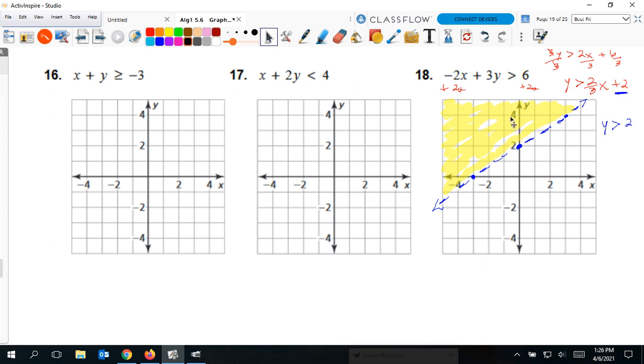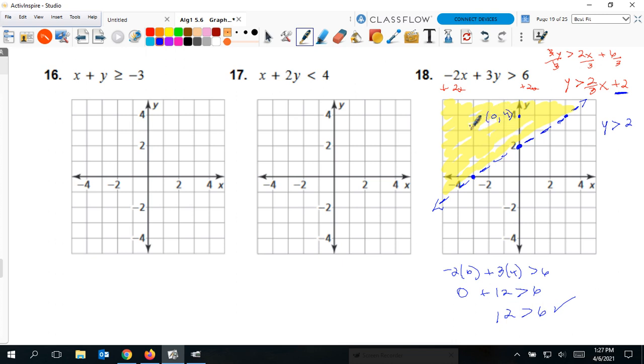And again, we could check a test point if we wanted to. I'll just pick a test point real easy here. Let's just try this one here at 4. So that's 0, 4. If I plug that into here, negative 2 times 0, just like we did on the first few problems, plus 3 times 4 is greater than 6. It's just a way to check to make sure you did shade it in the right side. Negative 2 times 0 is 0. This is going to be 12, greater than 6. So is 12 greater than 6? Yes, that's true. So that gives us confidence that we did it correct.